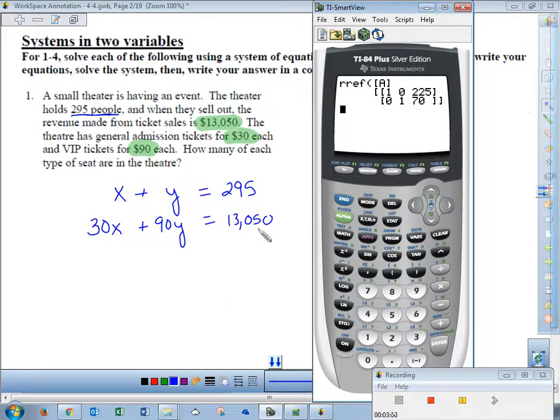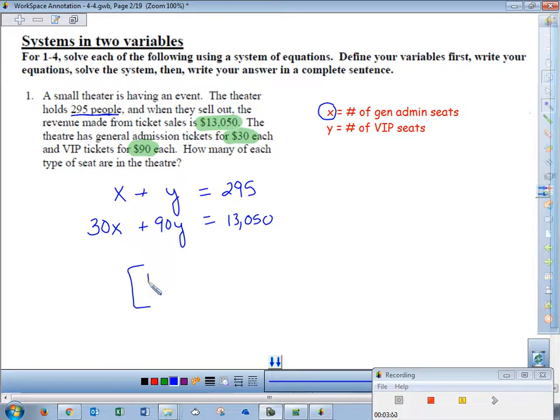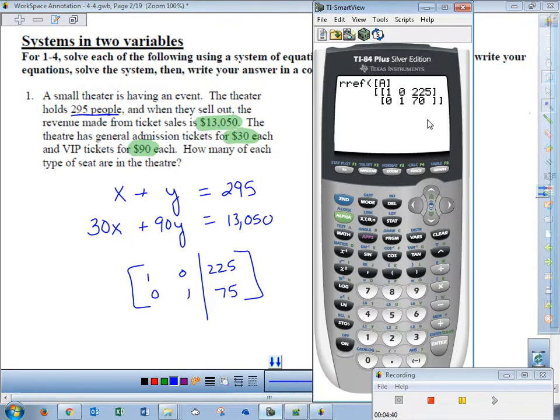Now I do want you to write this down. This is the solutions matrix. So 1, 0, 225, and 0, 1, 75. So the solutions matrix you will write down, that's 75, not 70.